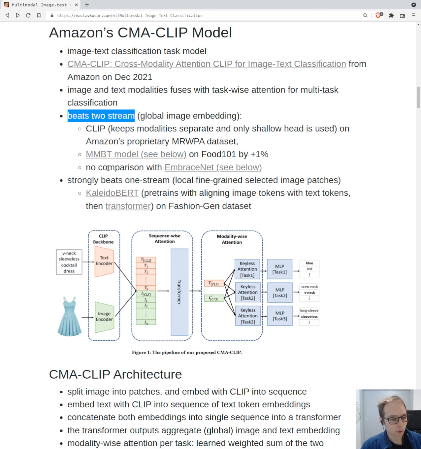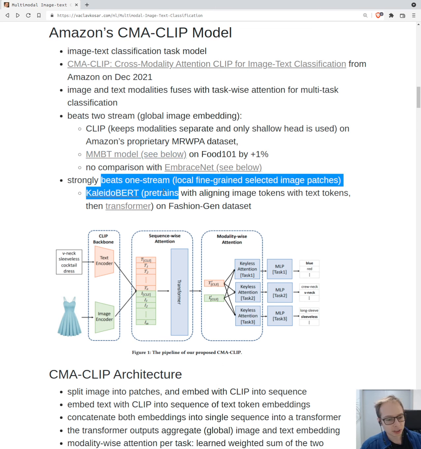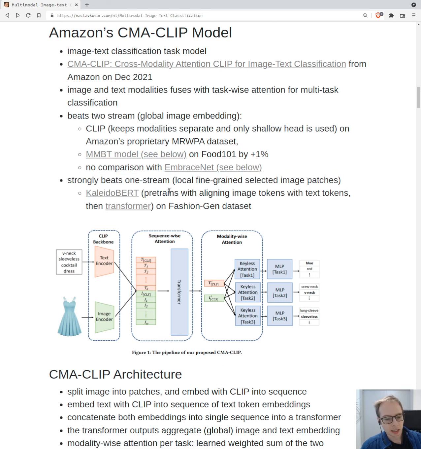Okay, and there's this one-stream approach, where they describe that those are often models that are very complicated, that they use some task where they align image tokens with text tokens, which seems overly complex.